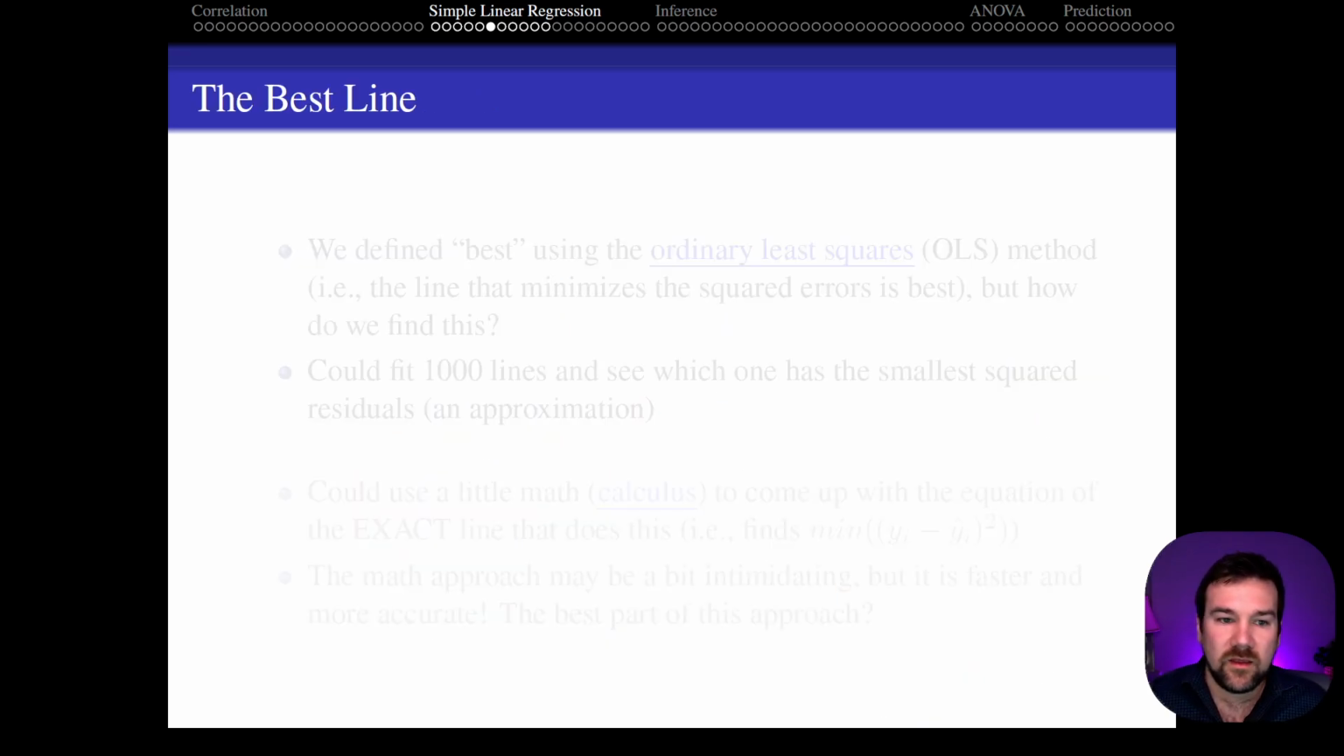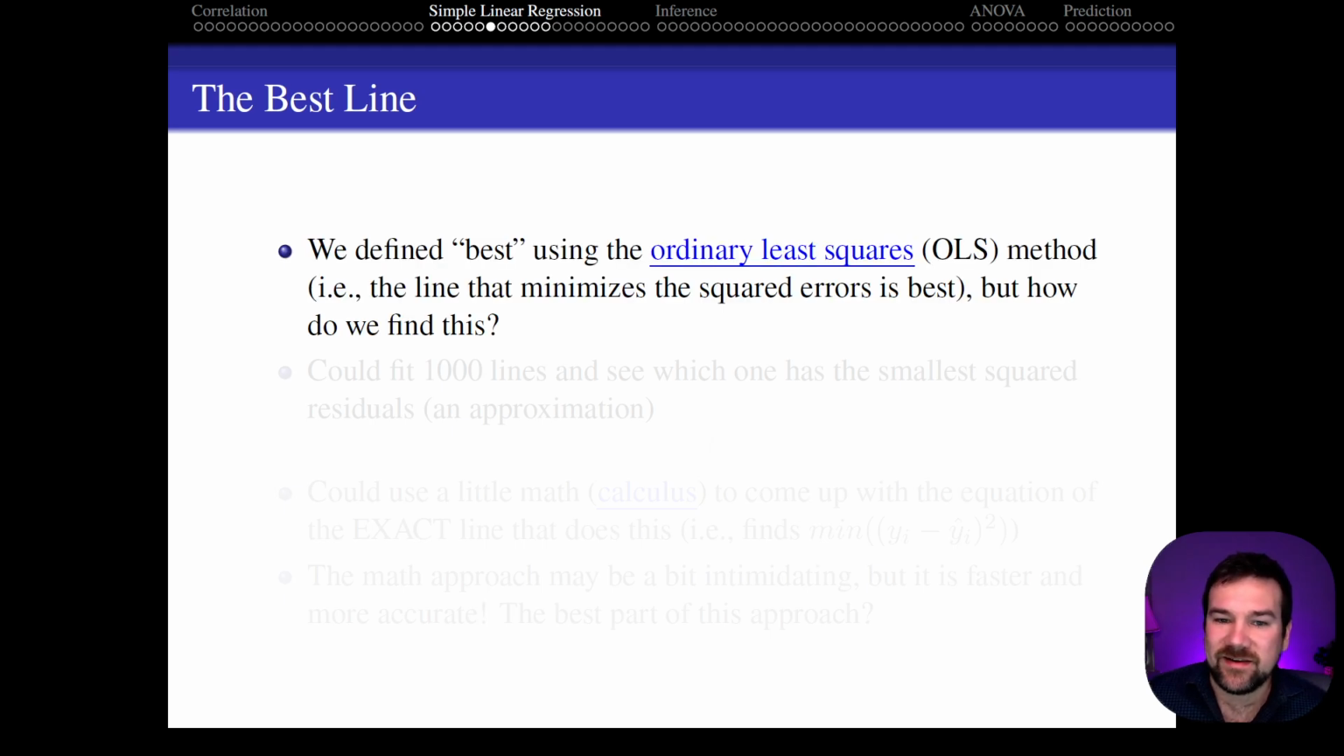All right. So again, we mentioned this idea of a best line, and how we were going to do it using the ordinary least squares method. So essentially, we're going to take all of those observed error terms, we're going to square them, and we're going to add them up. And we're going to define the best line to be the one that minimizes those squared errors. That's the ordinary least squares approach, or a definition of best line. So how do we do this?